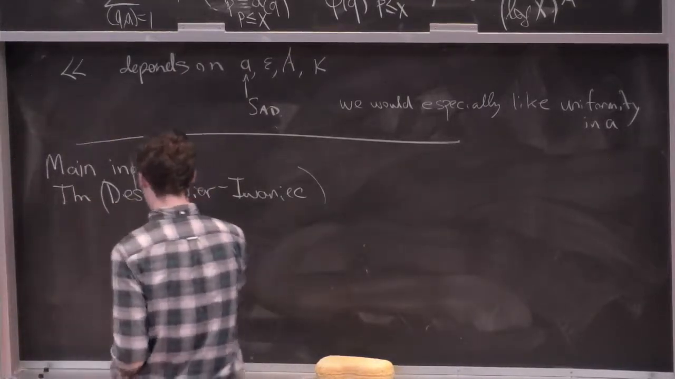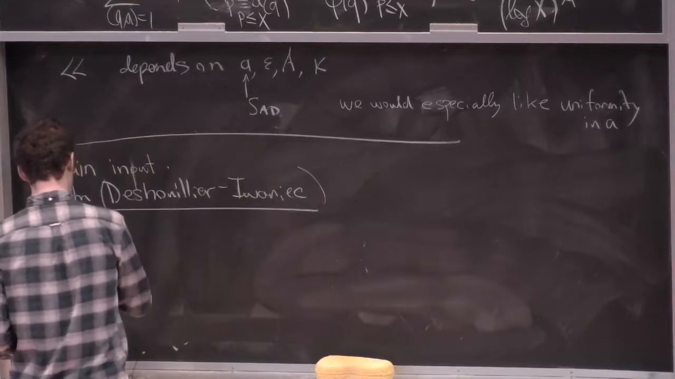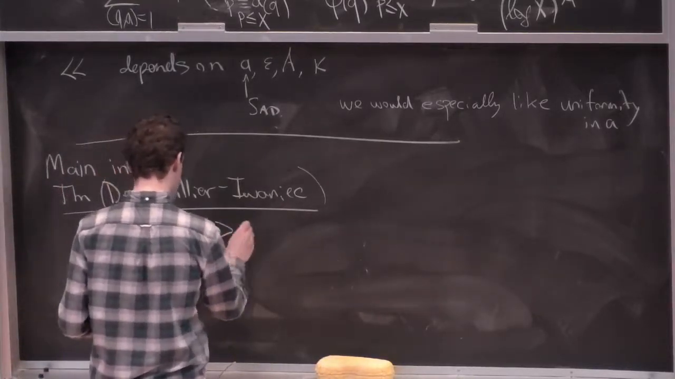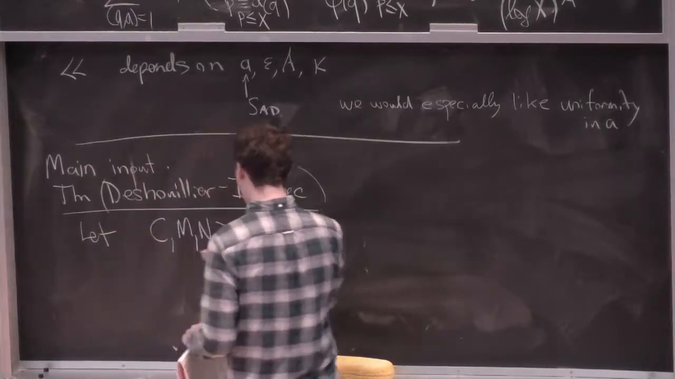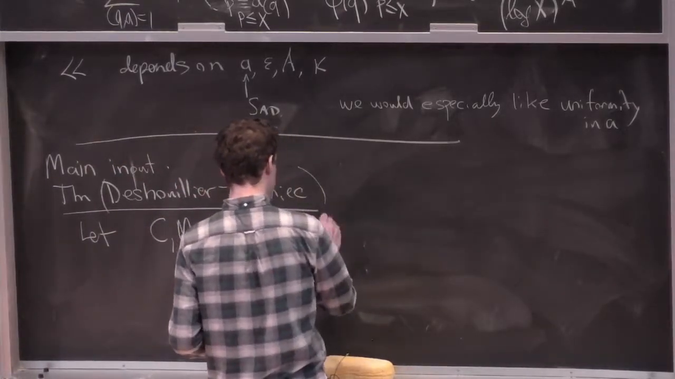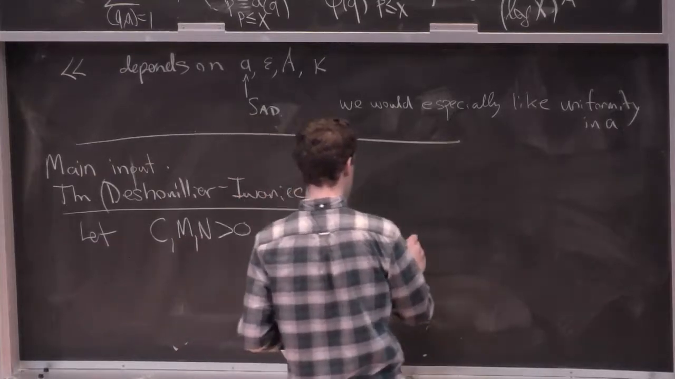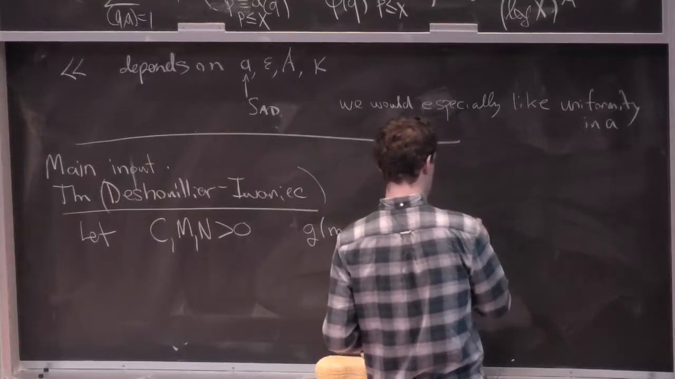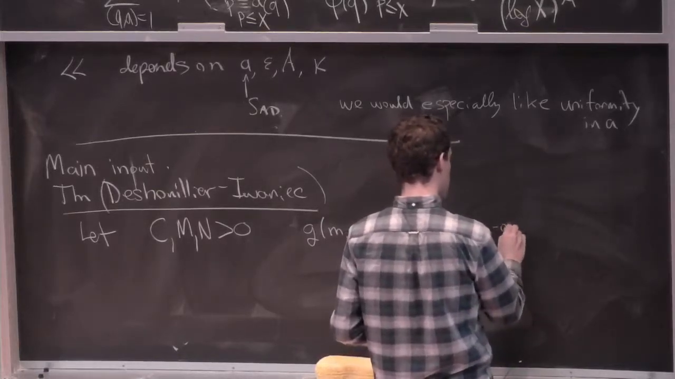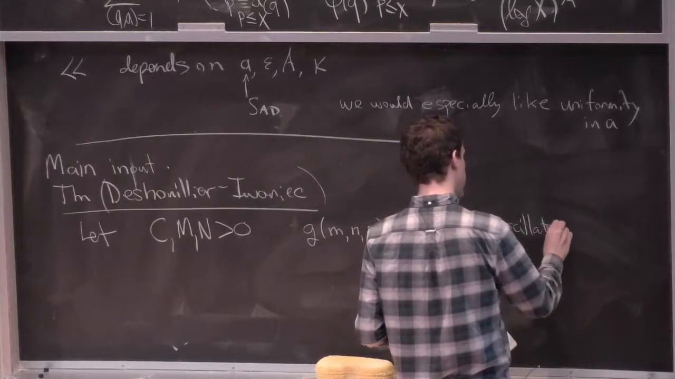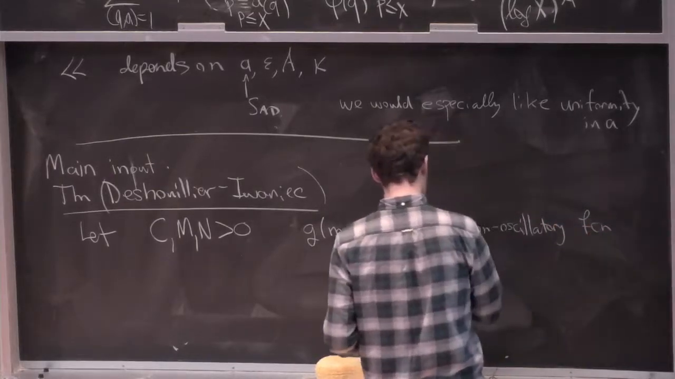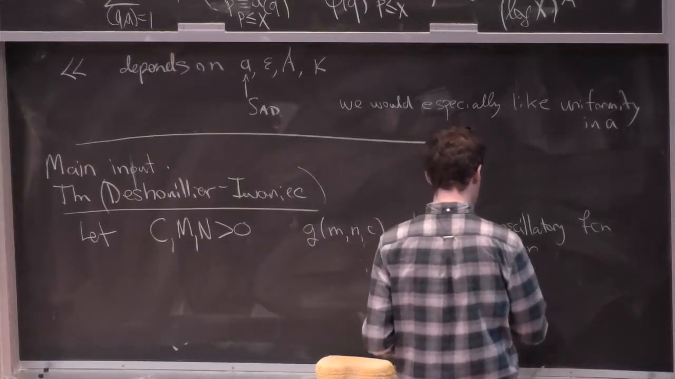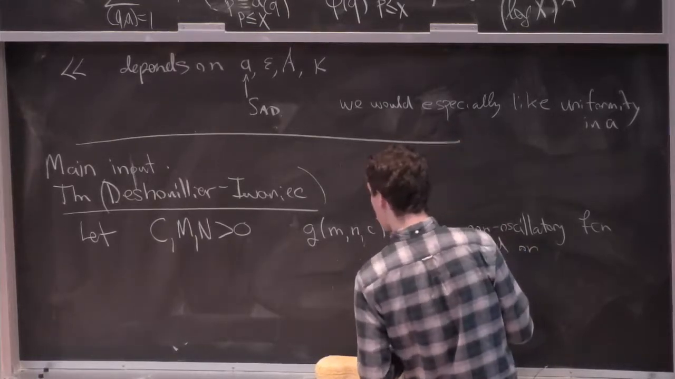But so I'm going to let C, M, and N be three parameters. And then I'm going to let g(m, n, c) be a non-oscillatory function supported on a product of these three intervals. So what did I start with? M.